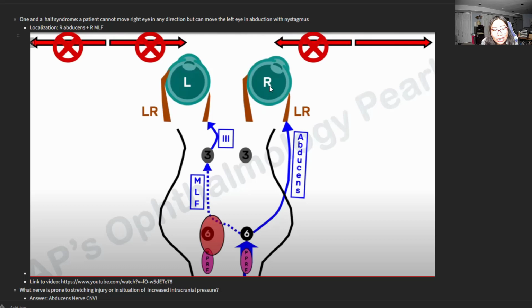Now the other side, in this picture demonstrating here, the right eye cannot adduct but can at least abduct, so the lateral rectus, as pictured here, is able to function in this eye.